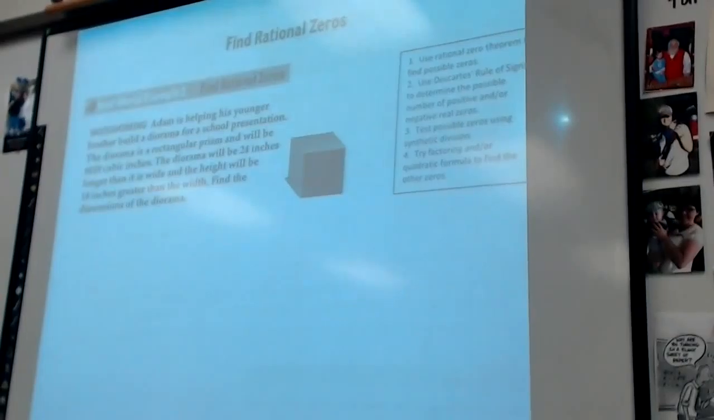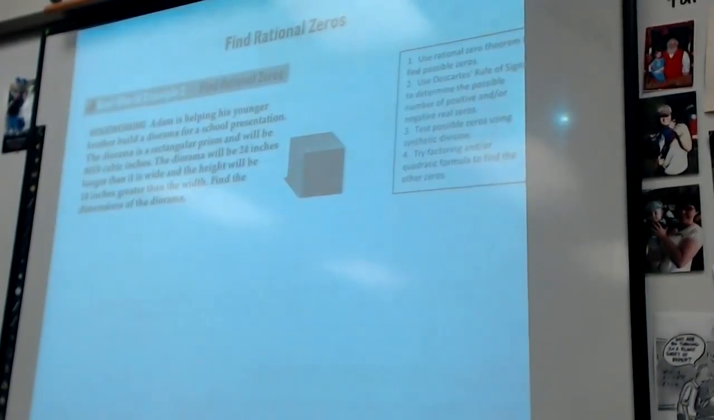Adam is helping his younger brother build a diorama for a school presentation. The diorama is a rectangular prism and will be 8,019 cubic inches. The diorama will be 24 inches longer than it is wide, and the height will be 18 inches greater than the width. Find the dimensions of the diorama. So what are dimensions? What does that mean? Each side. In a box, what would that be? Length, width, and height. Okay? So we're trying to find length, width, and height.